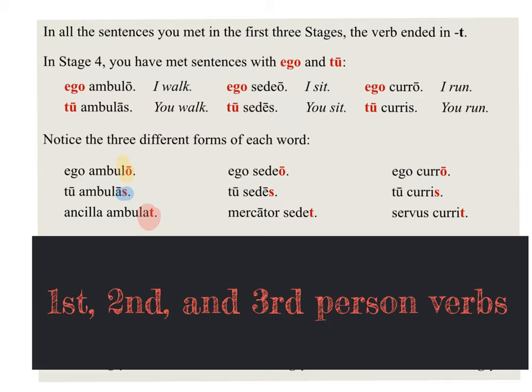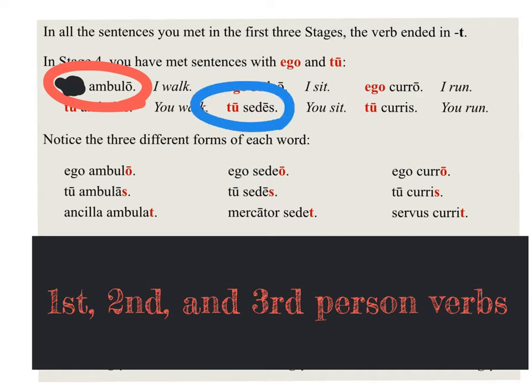And since this is such a consistent pattern in Latin, the pronouns ego and tu, meaning I and you, are never really necessary. As we see here, ego ambulo means I walk. But the O on the end of ambulo already means I. So if I take away ego, it means exactly the same thing. Tu sedes means you sit, but the S on the end of sedes already means you, so I can remove the pronoun without altering the meaning.